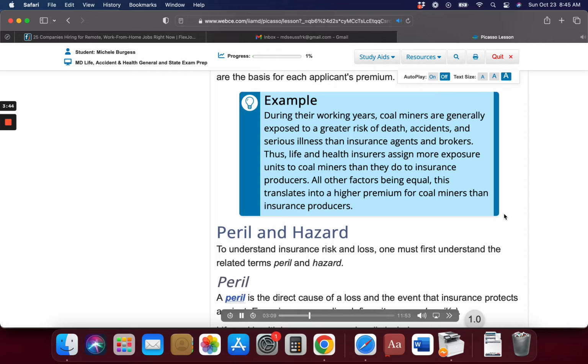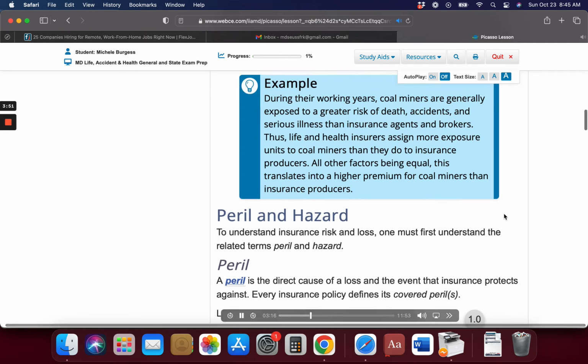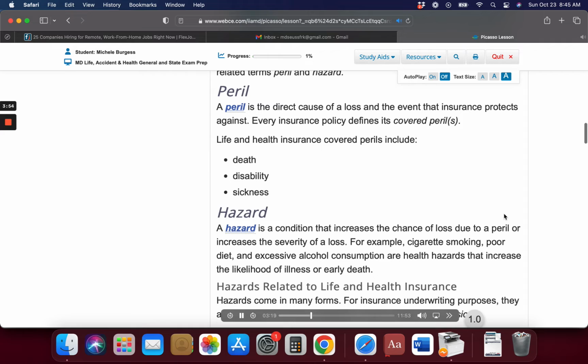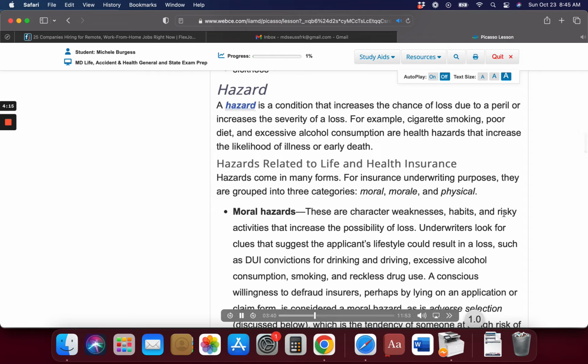Peril and hazard. To understand insurance risk and loss, one must first understand the related terms peril and hazard. Peril. A peril is the direct cause of a loss in the event that insurance protects against. Every insurance policy defines its covered perils. Life and health insurance covered perils include death, disability, sickness. Hazard. A hazard is a condition that increases the chance of loss due to a peril or increases the severity of a loss.